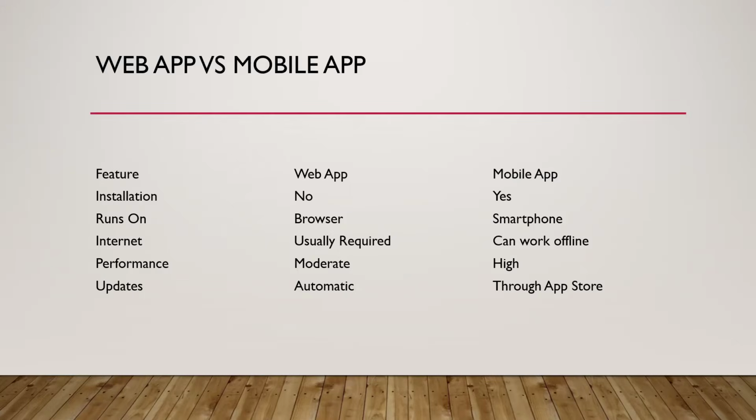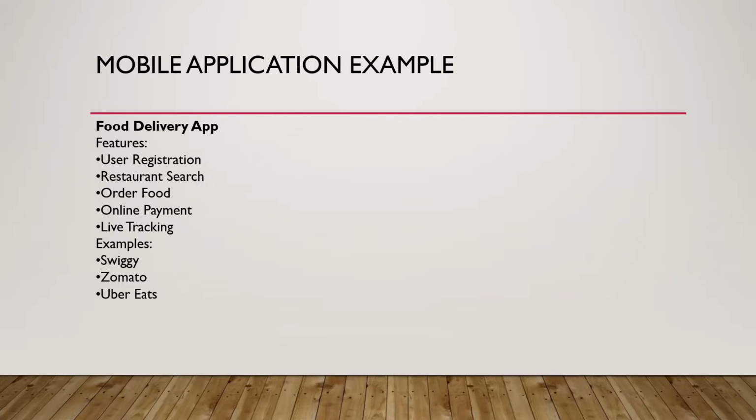The third point, a web application needs the internet to work. So a web application runs only online, not offline. But a mobile application is not like that. It can work both online and offline. Coming to performance, a web application is moderate, but a mobile application is high performance. For updates, a web application is automatically updated. We need not update. For a mobile application, we need to update through the App Store. So this is the difference between the web application and mobile application.